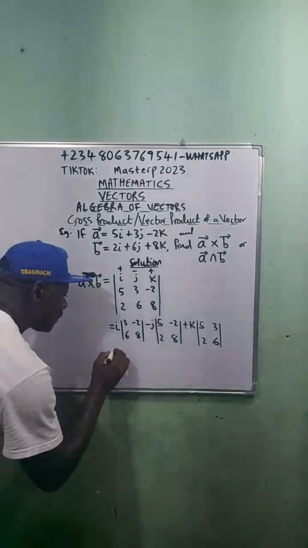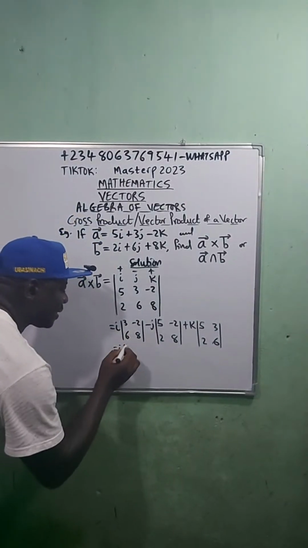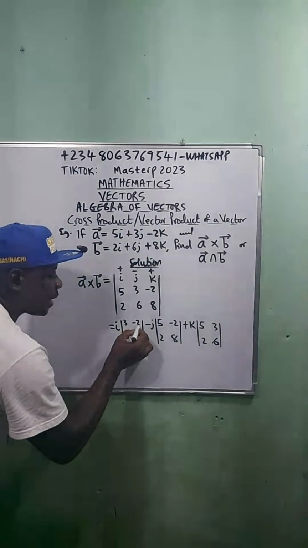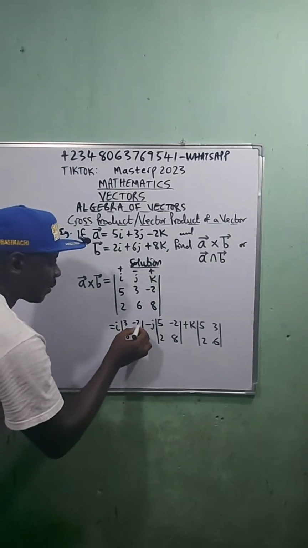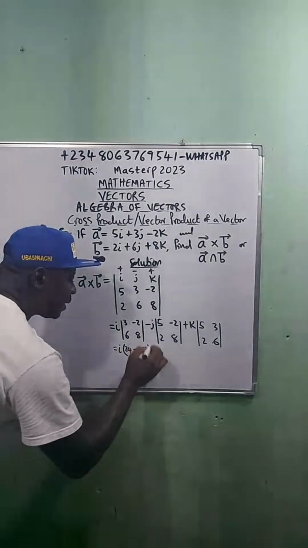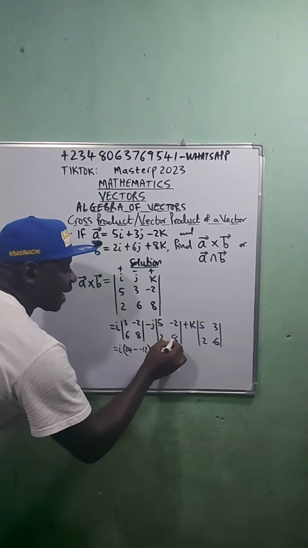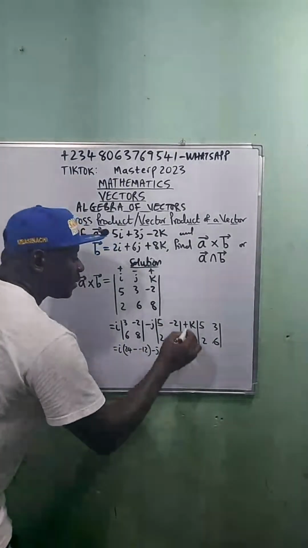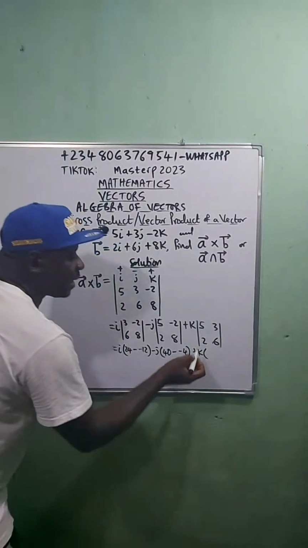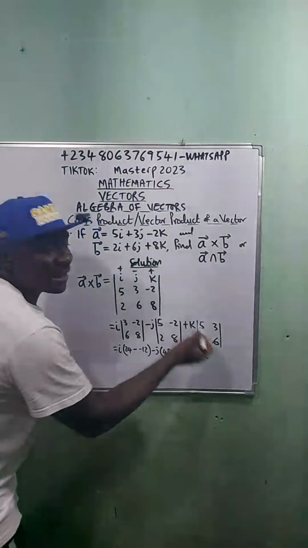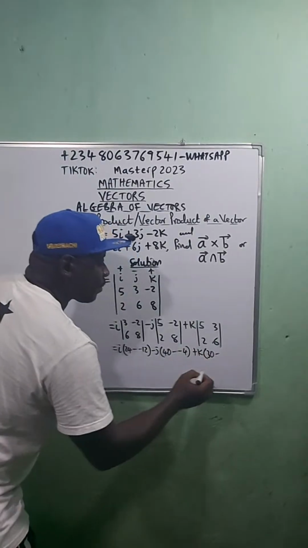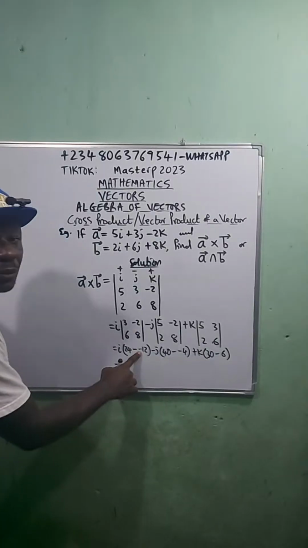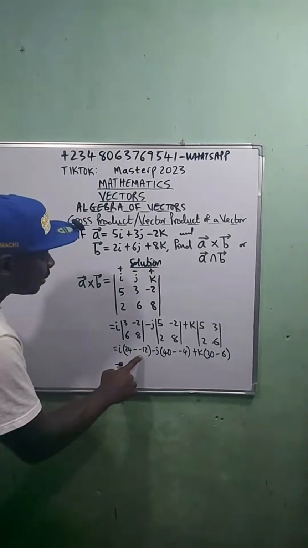So this will give us i into 3 times 8 is 24, minus 6 times minus 2, which will be what? 6 times minus 2 will be minus 12. Here will be minus j into 5 times 8 is 40, minus 2 times minus 2 is minus 4. Then I bring down my plus k. Then I'll take 5 times 6, which is 30, minus 2 times 3, which is 6. So minus times minus will be plus. So 24 plus 12 will be 36.